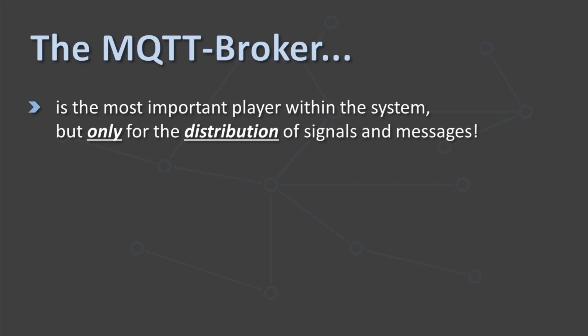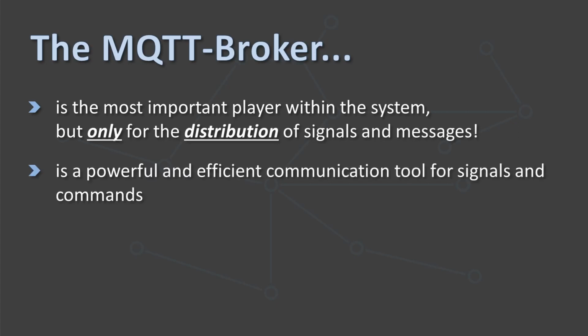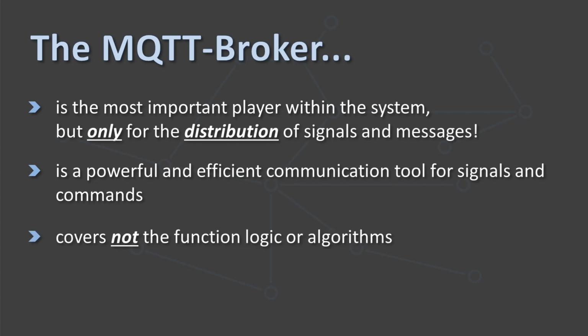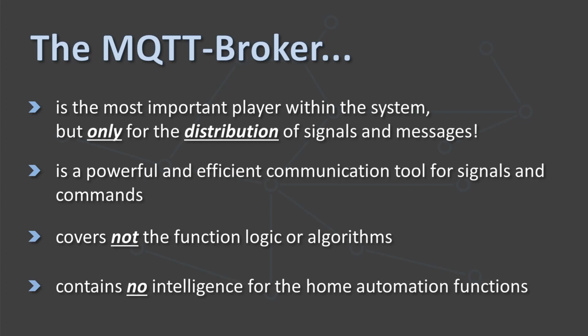The MQTT broker is for me the most important player in the system, but only for the distribution of signals and messages. It is a very powerful and efficient communication tool for signals and commands, but it does not cover the function, logic or algorithms and contains no intelligence for the home automation functions.